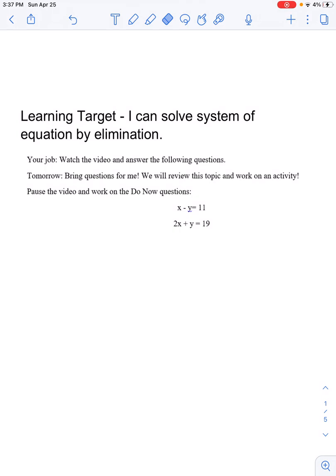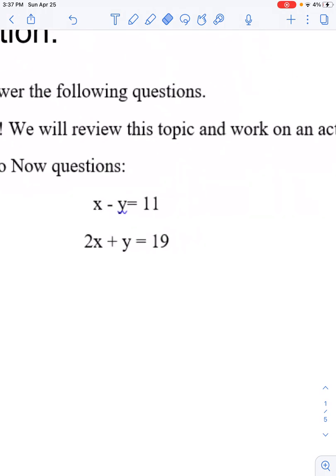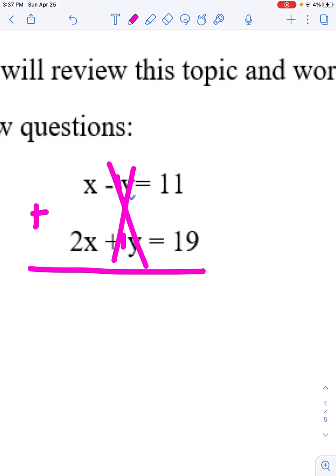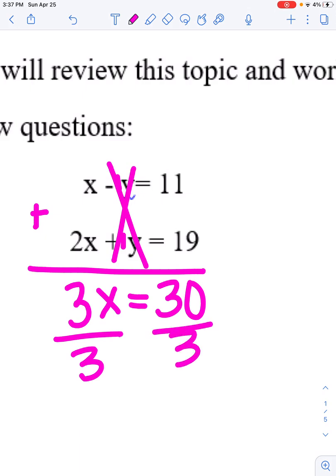Okay, so I hope that you guys got an answer. I'm going to go through how I would solve this do now problem, okay? So I look here and I see that my y's, remember, have a 1 in front. If we don't see it, they're already opposite signs. So that means that I'm going to eliminate my y's. By eliminating my y's means I'm adding. So I add x and 2x and I get 3x, and 11 plus 19 I get 30. Divide by 3. x equals 10.